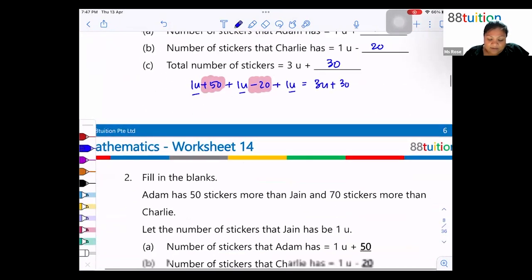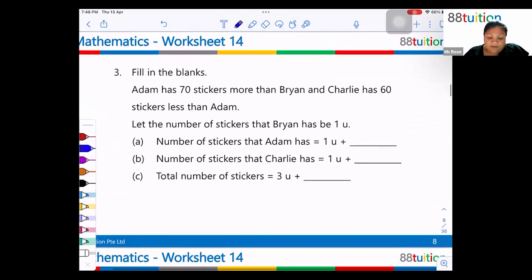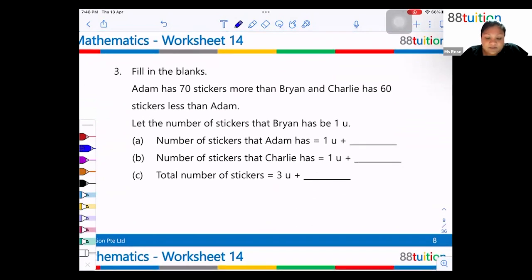Now, let's take a look at number 3. 3 is similar to number 2. Can I get a volunteer to help me with this? Yes, Kaisa. How many stickers does Adam have? Adam has 70 more than Brian. And Charlie has 60 less than Adam.